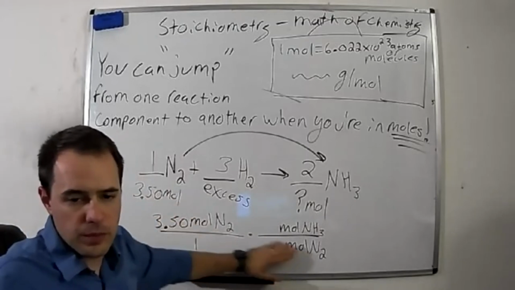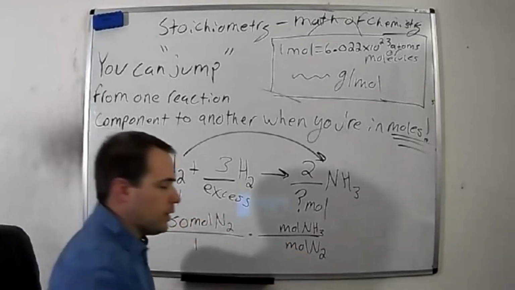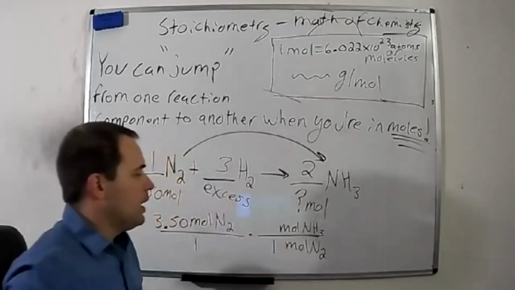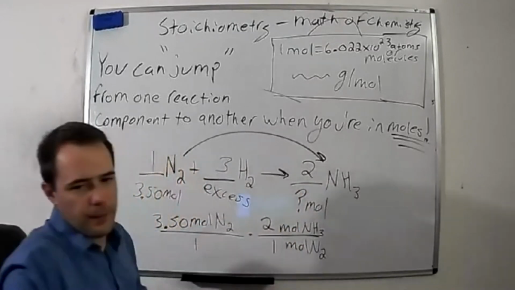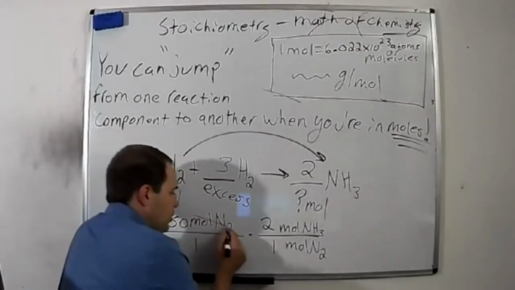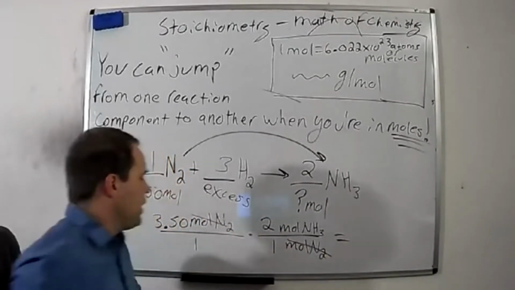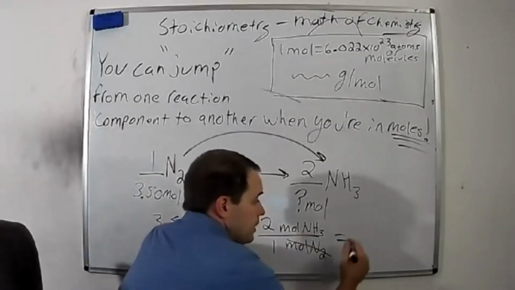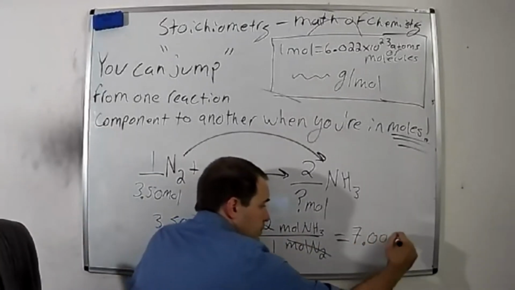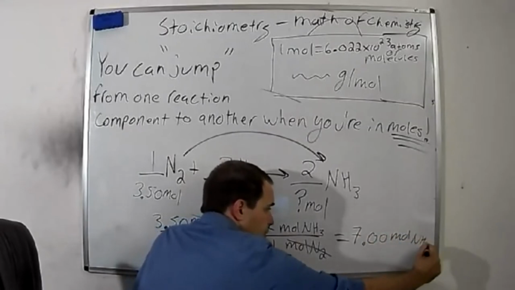So in front of the moles of N2, N2 has a 1. We're going to pop a 1 there. And in front of the moles of NH3, NH3 has a 2. We're going to pop a 2 there. And you can see my moles of N2 have canceled out. Essentially, I'm just going to multiply. 3.50 times 2, that's going to be 7.00 moles of NH3.